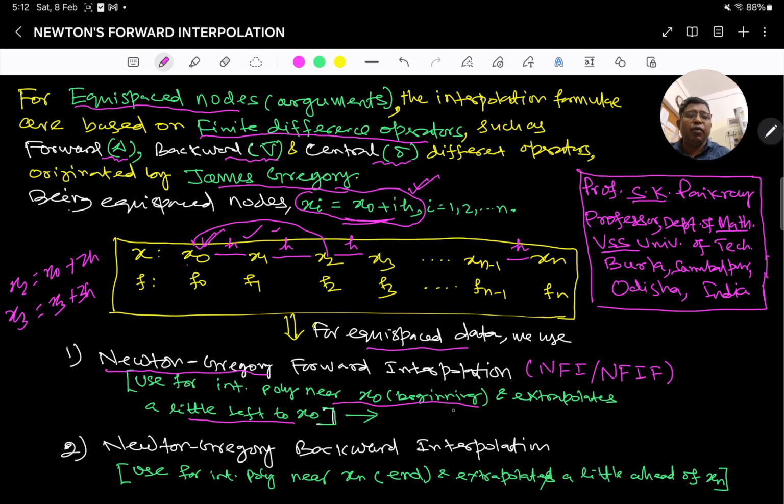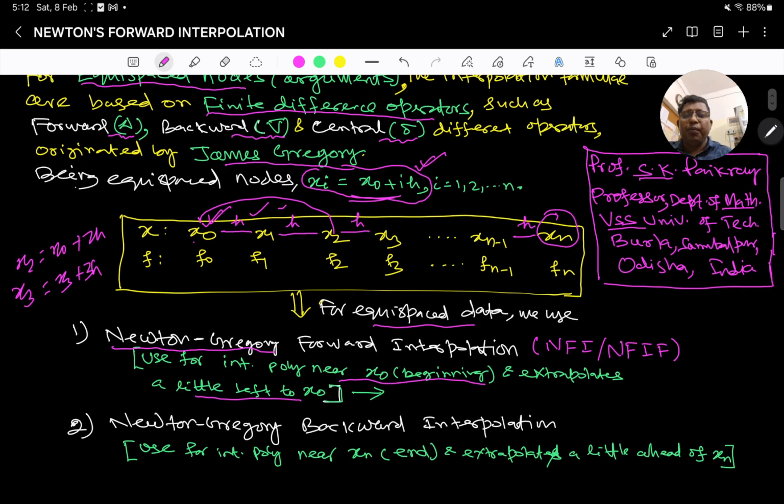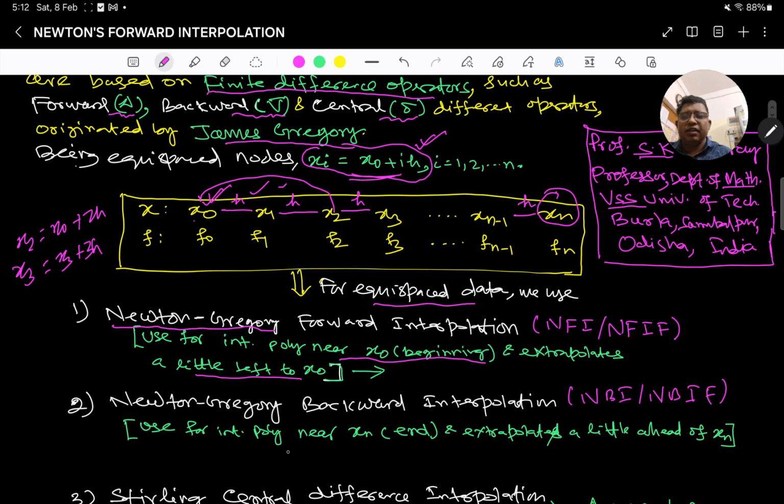Now if it is asked to find the polynomial close to the final point, then we use the backward interpolation, Gregory-Newton's backward interpolation, NBI, Newton's backward interpolation formula. Shortly I will derive it. So you use this interpolation if the polynomial is being asked near the end point, and for extrapolating a little ahead of xn. Suppose it is beyond xn, then we can also use the backward interpolation.